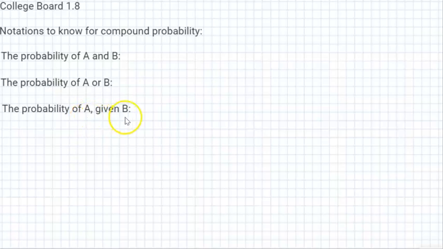The probability of A given B is something new. This simply means that we're looking for the probability that event A happens, given that we already know that B has happened.